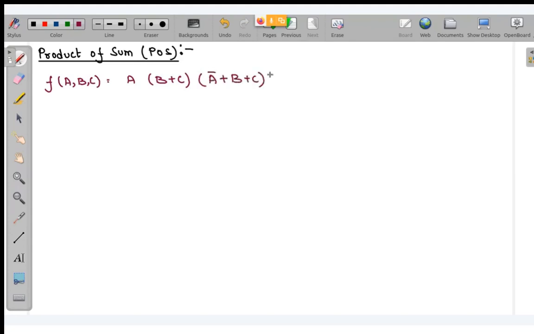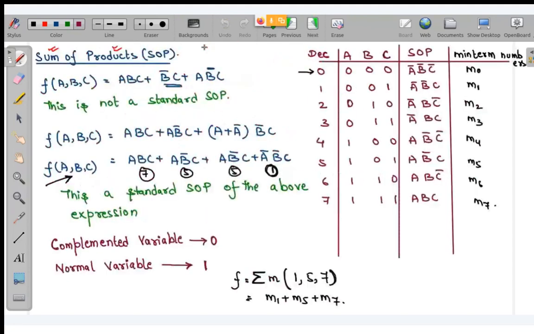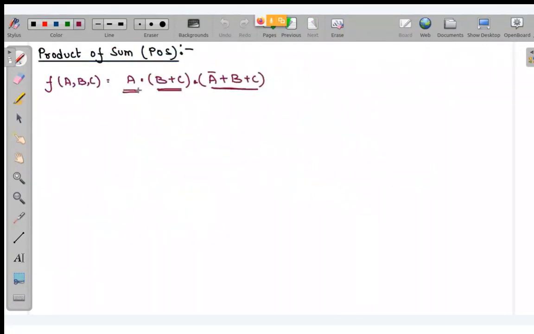Here you can see we have individual sum terms, and the product of these sum terms is known as POS. Previously we had sum of product, the sum of products. Now we have product of sums. So understand the difference.